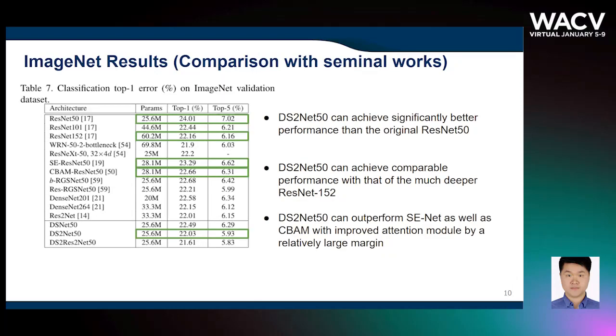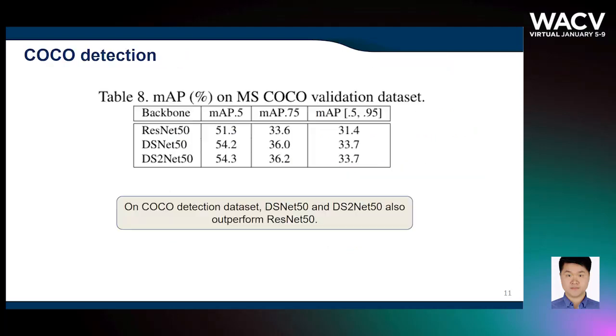On the large-scale ImageNet dataset, DS2Net 50 achieves significantly better performance than the original ResNet 50, and even outperforms much deeper ResNet 152. DS2Net 50 also outperforms its counterpart with SE or CBAM attention by a relatively large margin. On COCO detection dataset, DSNet 50 and DS2Net 50 also outperform its counterpart ResNet 50.